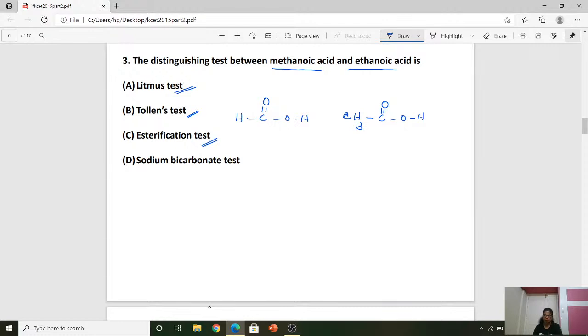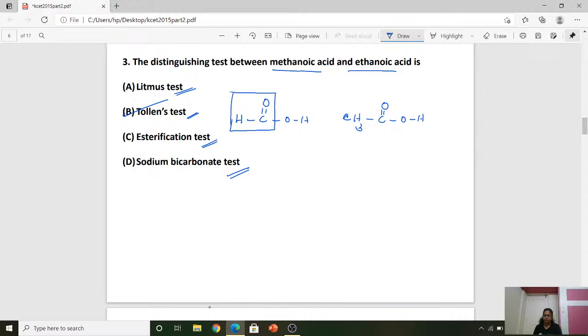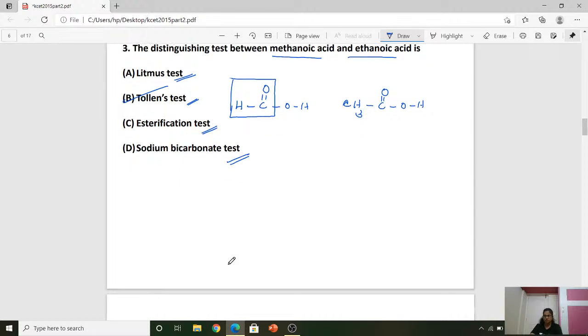Esterification test, both will answer the esterification test. Acids, so both will react with sodium bicarbonate and release carbon dioxide gas. What about Tollens' test? Tollens' test is answered by aldehydes, correct? But methanoic acid has this aldehyde group, CHO group, because of which it answers Tollens' test. It gives a black precipitate of silver mirror, whereas acetic acid does not answer. So the answer will be Tollens' test. Okay, the test which will distinguish formic acid from ethanoic acid is Tollens' test.